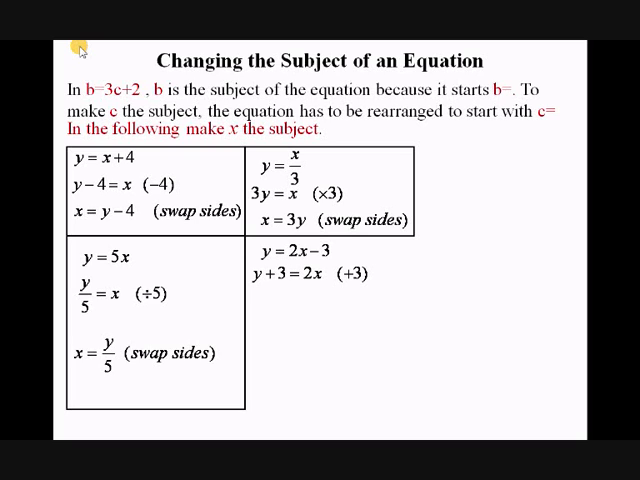Now, like the one before, we've got 2x, so we need to divide by 2. Notice everything on the left-hand side of the equation has to be divided by 2, so the line is under y plus 3. And it's y plus 3 all over 2 is equal to x. Again, swapping sides leaves it like that.